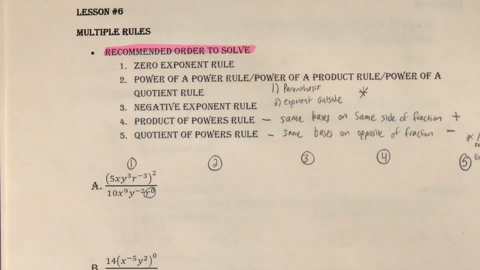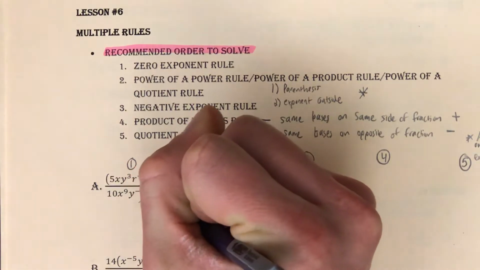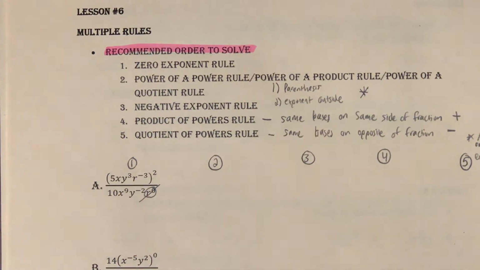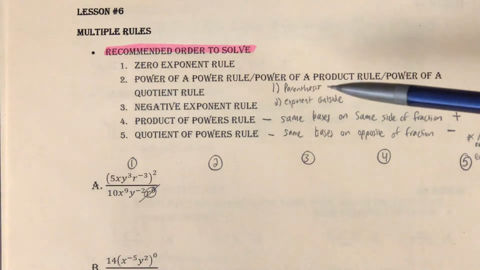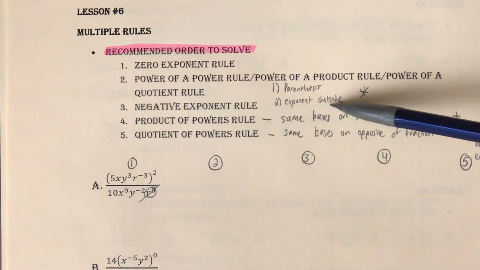Well, anything to the 0 exponent is just 1. And then 1 times anything is just itself. So as we've learned, this really just cancels out. So we no longer have that r, and I don't have any more 0 exponents. So I have completed that rule. So then in step 2, all right, we are going to look for our power rules. Again, remembering that our power rules are indicated by a parentheses with an exponent outside.